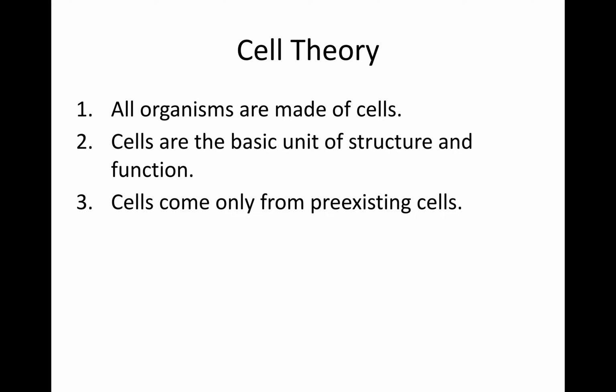And number 3, new cells come from old cells, okay? Where do new humans come from? Old humans, right? So new cells come from old cells. That's how we make cells. The old one has to duplicate its DNA and everything else and then split. So there's the 3 parts of the cell theory.